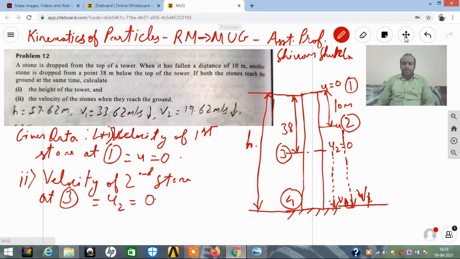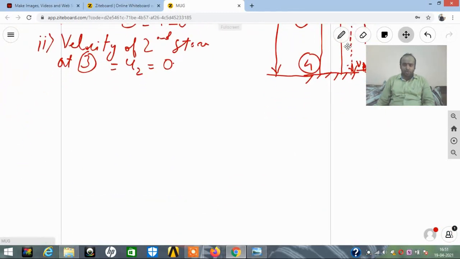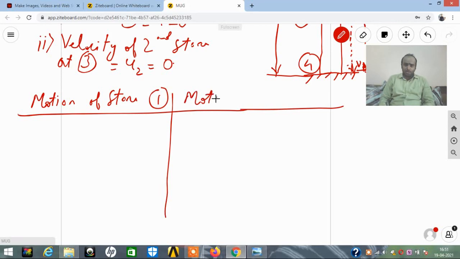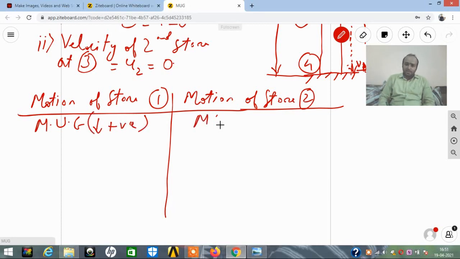Now let us proceed ahead for motion of both these stones. Considering motion of both these stones, let me write them. Motion of stone 1, and over here motion of stone 2. Both these stones are performing motion under gravity. Since their motion is from upward to downward, I'll be considering the parameters in downward sense as positive.